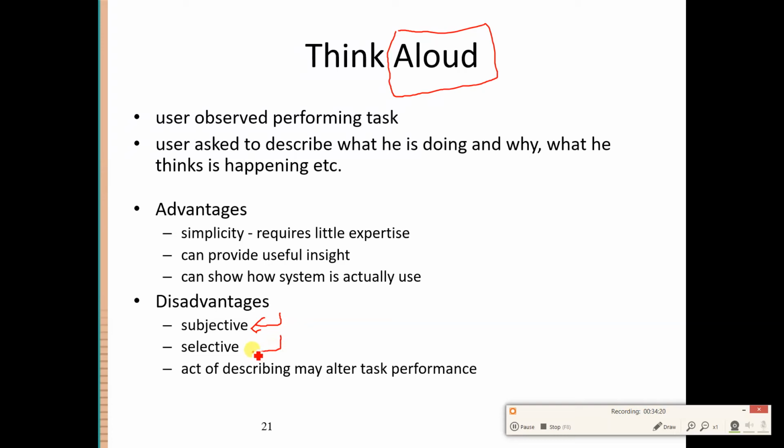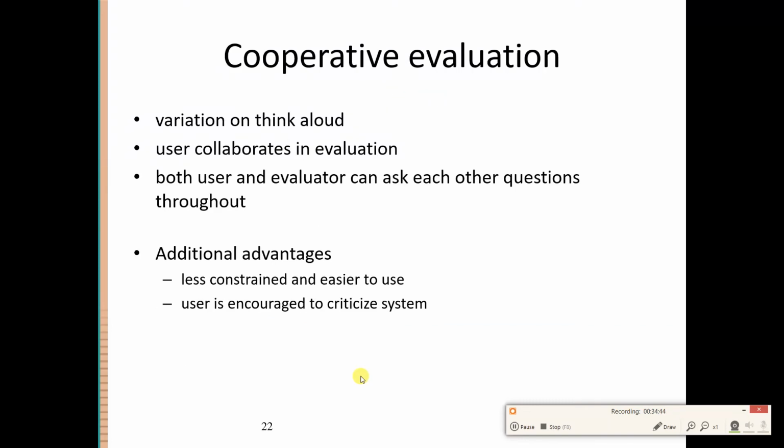You cannot ask all the users to participate in think aloud, because you cannot observe all the users. There can be a very large number of people, so you have to select some. Also, the act of describing may alter the task performance. When the user is describing and talking about the system, this can affect the performance of the user. So this can be a problem in think aloud.